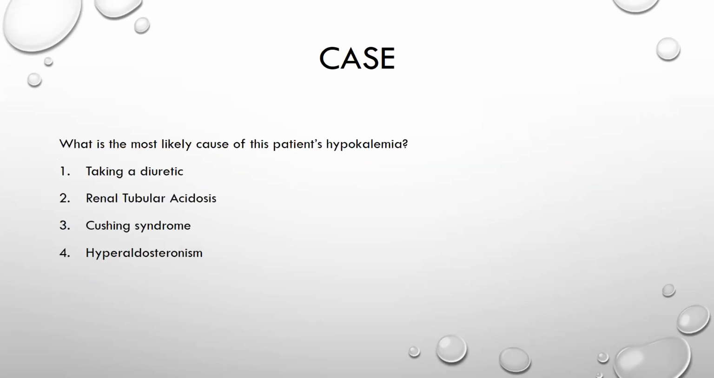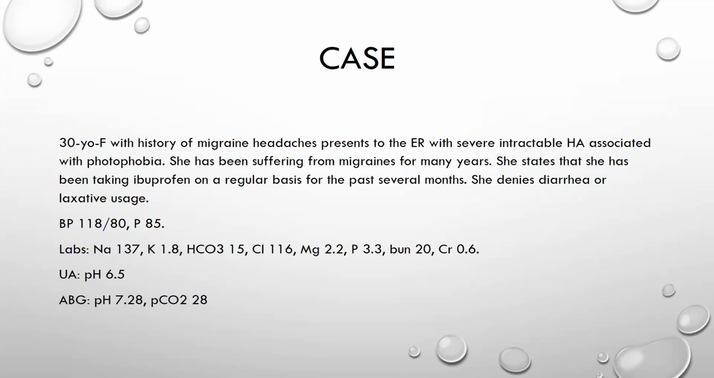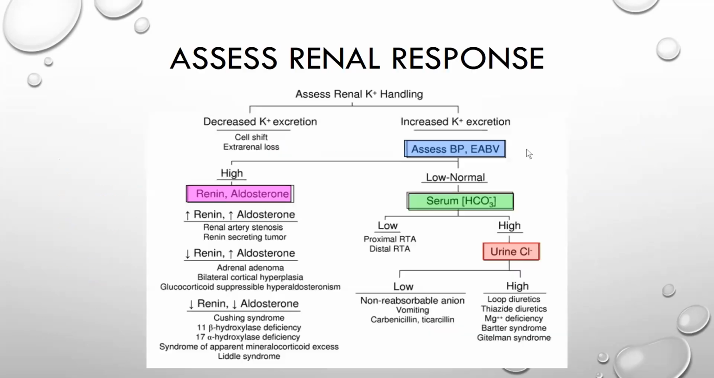So hypokalemia, what do we do? Sorry, in this case, what is the most likely cause? Is she taking a diuretic? Is this an RTA? Does she have Cushing's or hyperaldosteronism? And just to help you guys out, this is the algorithm.